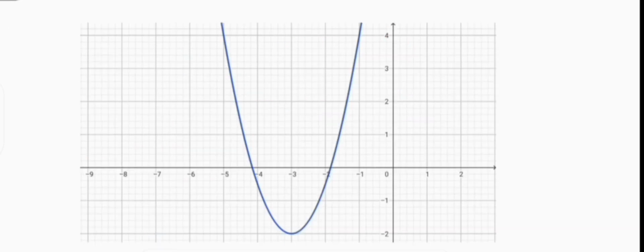Here is a parabola, the graph of a quadratic equation, left for you. Please find its equation in the vertex form and comment with your answer, and I'll surely reply to your comments.